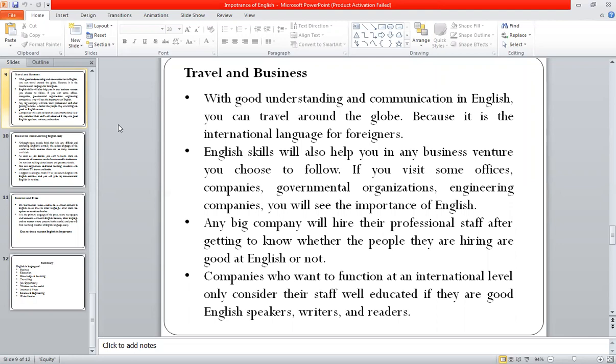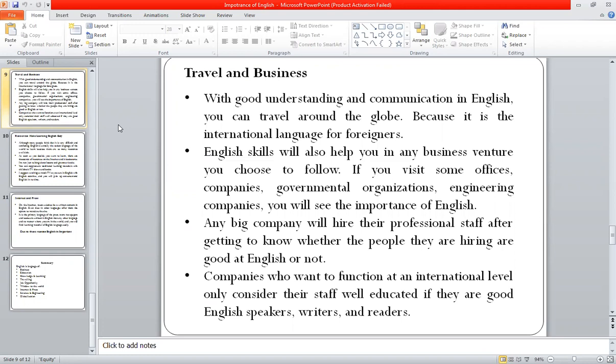The next point is that English skills will also help you in any business venture you choose to follow. Some of the English skills are communication skills, like speaking, making a dialogue, writing. Interview is also one of the communication skills. Then group discussion is also one of the communication skills. So these are some of the English skills that also help you in business ventures.